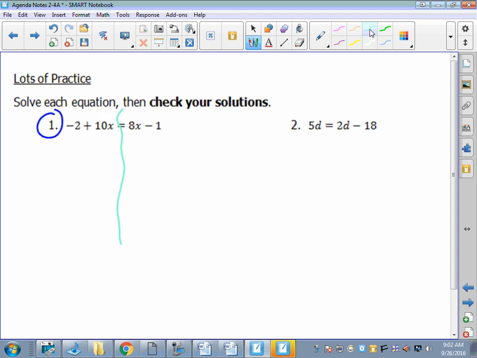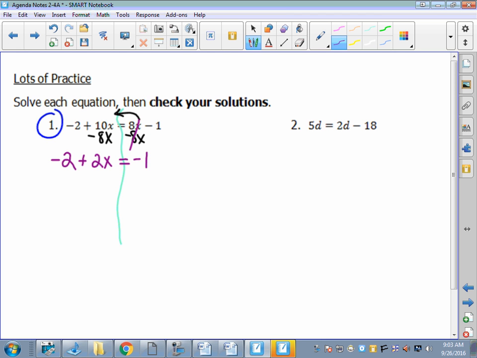So I'm going to take this 8x. To get this to the other side of the equation, I have to subtract it. No sign means it's a positive. So when I do that, these 8x's cross out. These 8x's combine now, right? Because they're both x's. So that gives me a 2x positive. I'm going to bring that negative 2 right down. And all I've got left on the right is a negative 1.